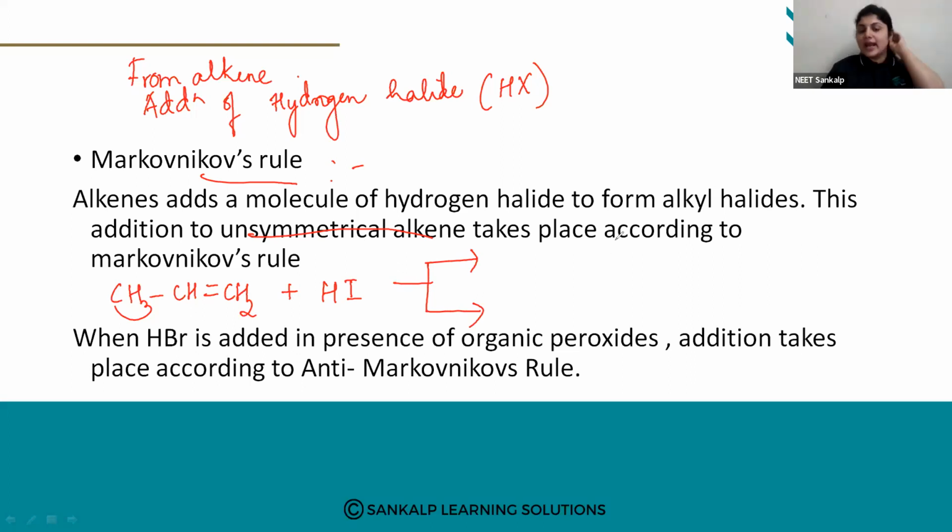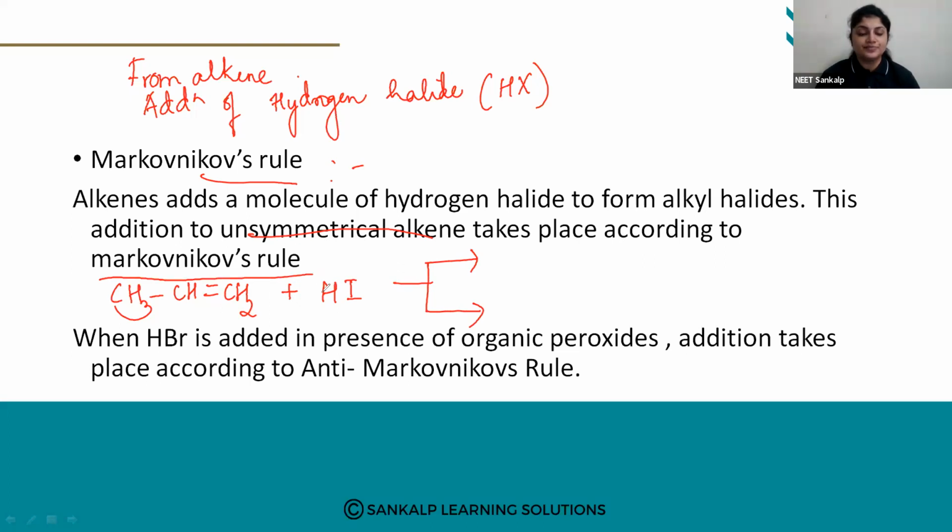Okay, so alkenes add a molecule of hydrogen halide to form what? Alkyl halides. So there is no symmetrical alkene. These are unsymmetrical alkenes. Whenever you have an unsymmetrical alkene, there is a rule called Markovnikov's rule. So what does this Markovnikov's rule state?